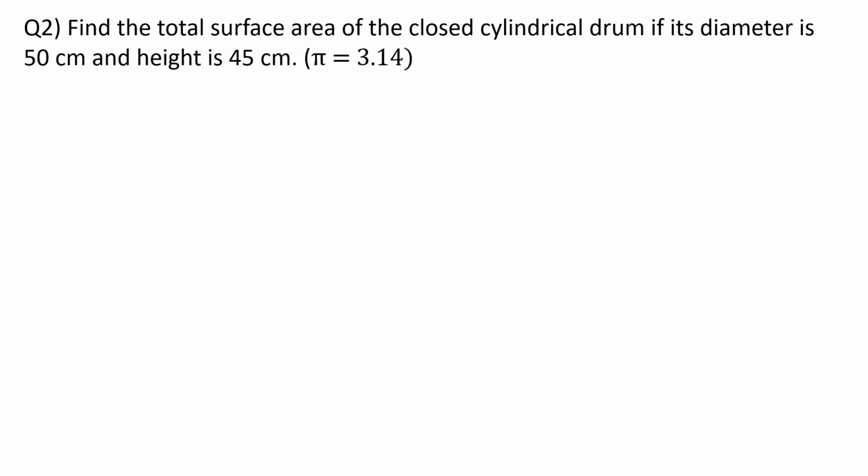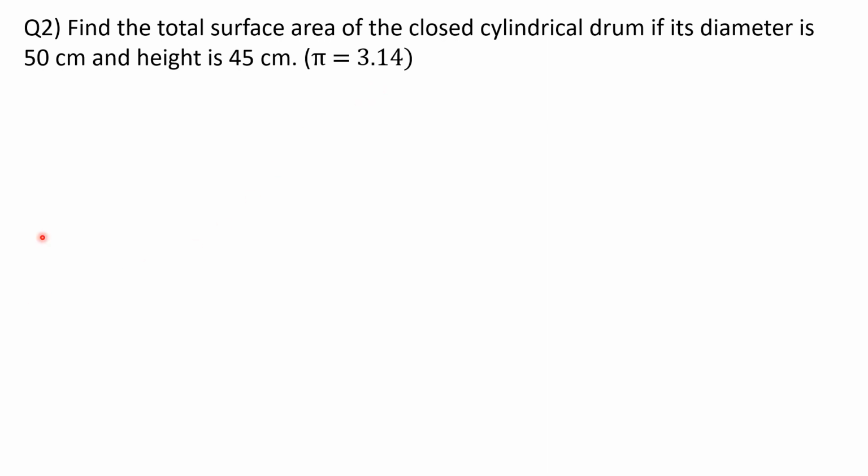Now in question number 2, what is given? Find the total surface area of closed cylindrical drum if its diameter is 50 centimeter and height is 45 centimeter. And student, in this question, the pi value given is 3.14. So you have to take pi value as 3.14. You will not take 22 upon 7 because here in the question it is mentioned. That is, you have to take pi value as 3.14.